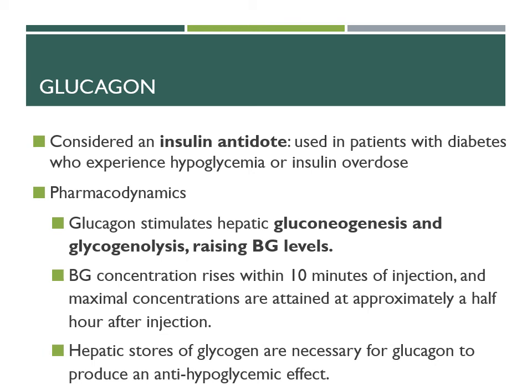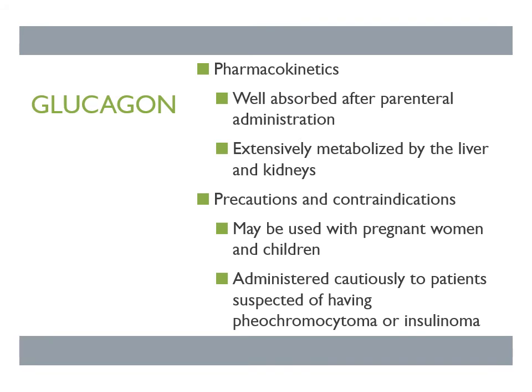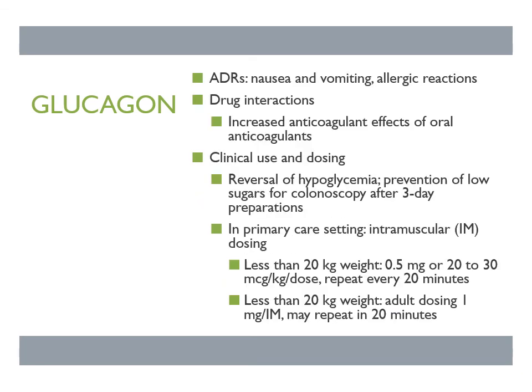There need to be hepatic stores of glycogen, though, in order for glucagon to produce its anti-hypoglycemic effect. It's well absorbed after parenteral administration and metabolized in the liver and kidneys. It can be used in pregnant women and children. But patients that have pheochromocytoma or an insulinoma may be at risk for more complications with glucagon. ADRs are listed here.